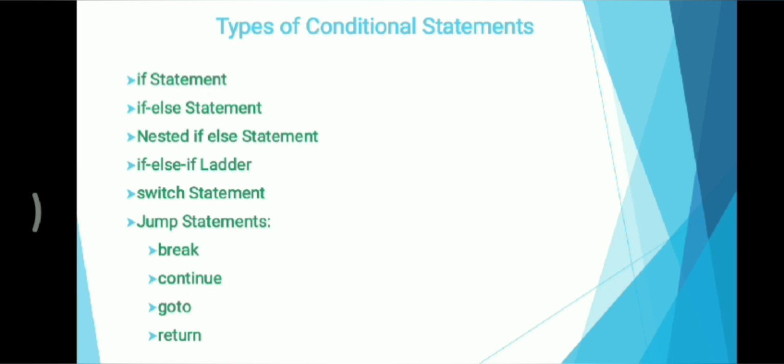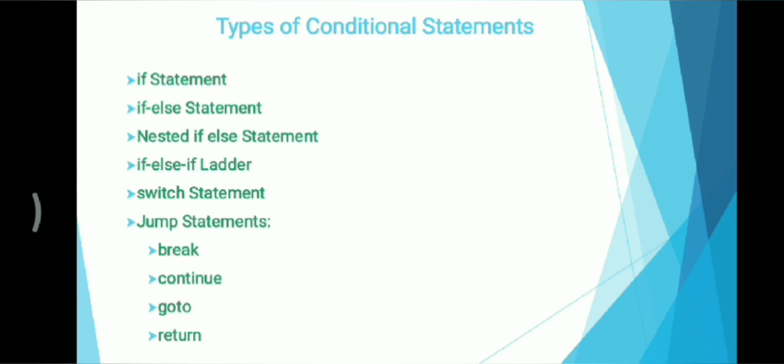Next we are going to see the different types of conditional statements. We are having lots of types. Let's see one by one. First one is called if statement. Second one is called if else statement. Third one is called nested if else statement. Fourth one is called if else if ladder.